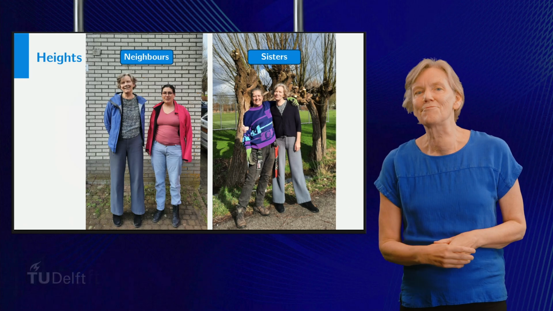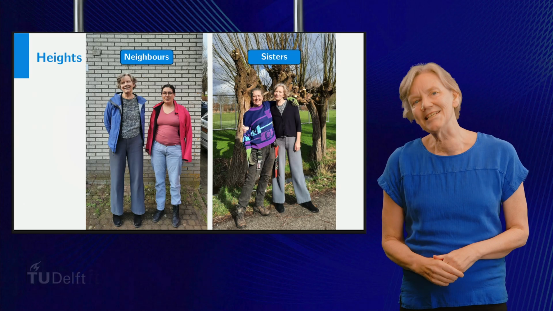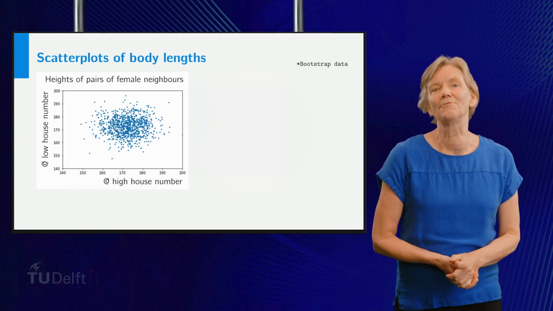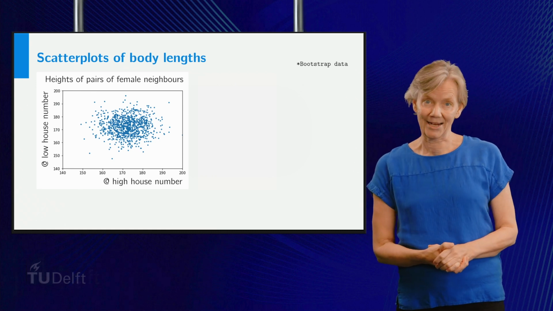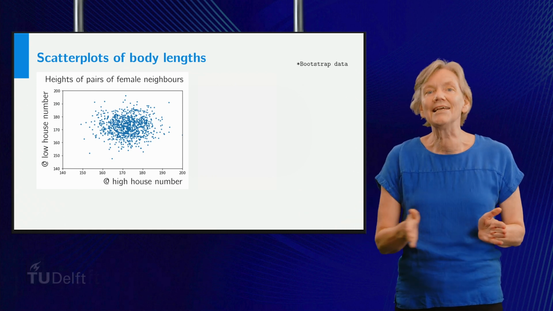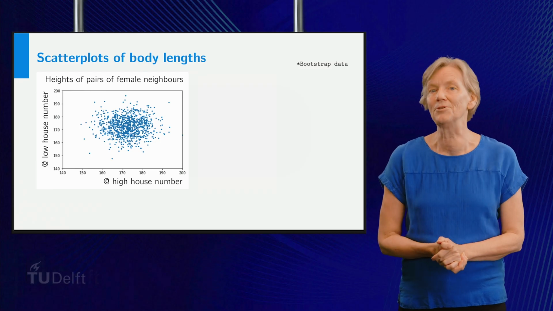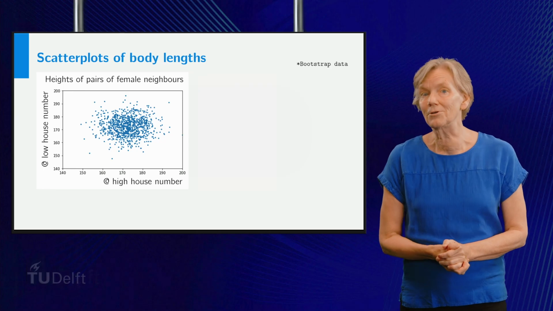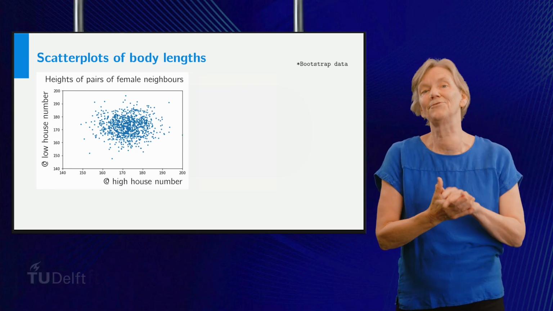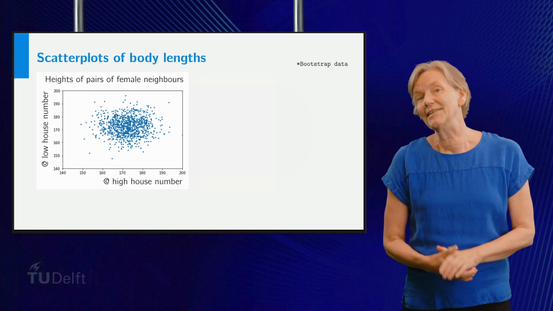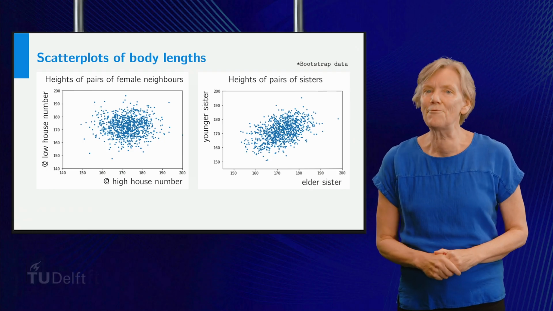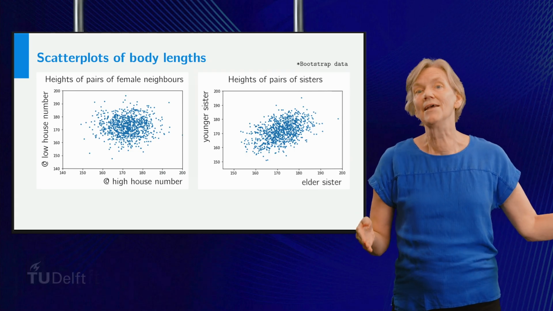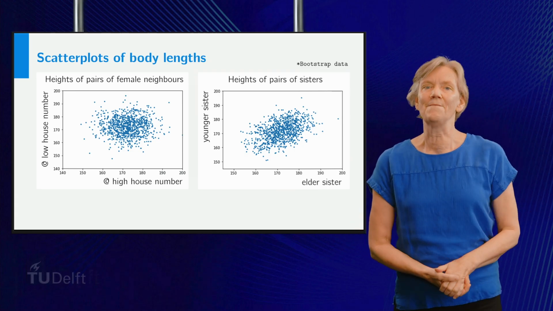My neighbor and I have rather different heights, but my sister is almost as tall as I am. Here you see the scatter plot of a few hundred adult neighbor pairs. The horizontal coordinate of each data point corresponds to the body length of the neighbor with the highest house number. The vertical coordinate corresponds to the height of the other neighbor. And here a similar scatter plot, but now for pairs of sisters. The elder sister's length is shown horizontally, the younger sister's length vertically.